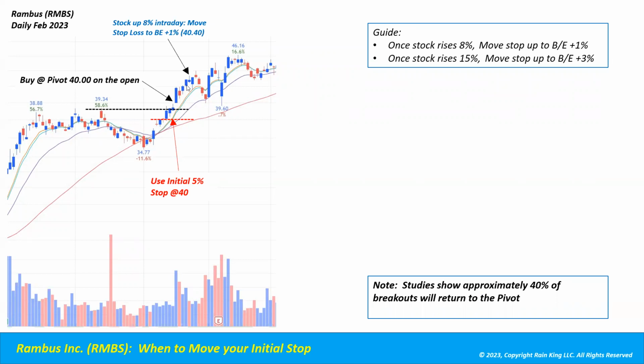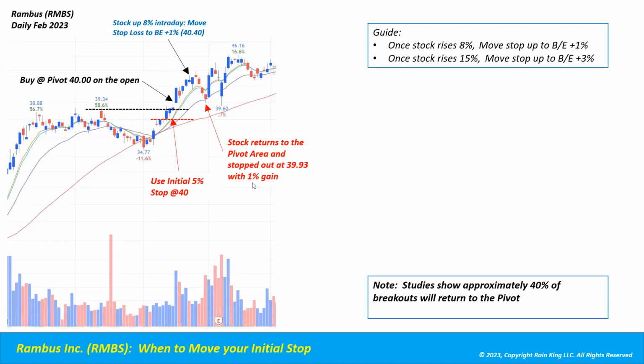Now, in this case, the stock moves up 8% intraday. So when that happens, we move our stop loss to break even plus 1%, which is $40.40. In this case, the stock immediately reverses over the next 4 days and returns all the way down to the pivot area. And we get stopped out as the stock low that day was $39.93.